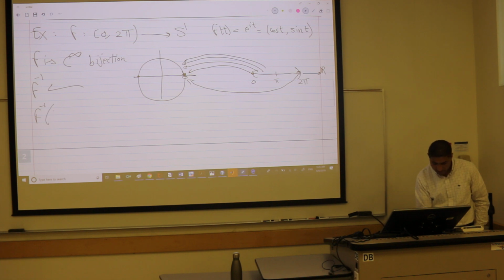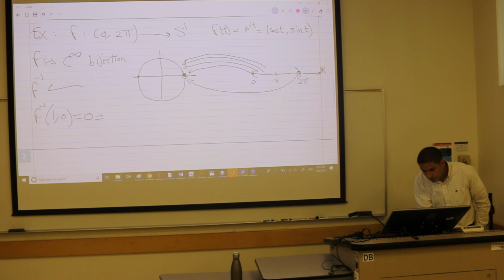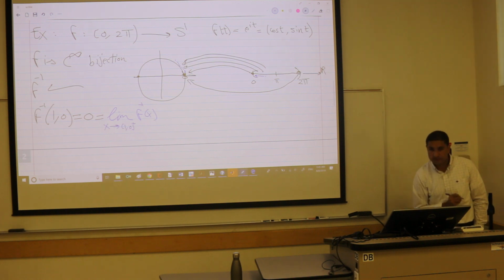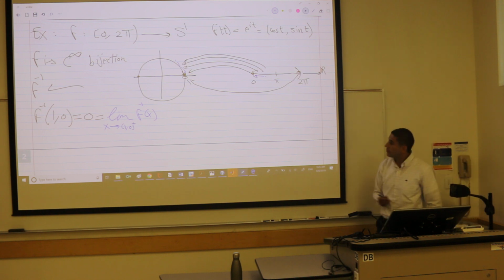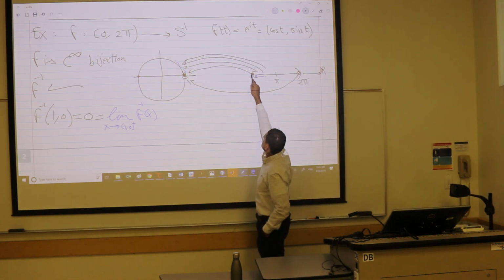Why? Because F inverse of this point, (1, 0), is what? What is the pre-image of (1, 0)? 0. Very good. And this is also equal to the limit from above. So if you're coming to this point from here, it's as if you're coming from this point to here, right? So this is the limit of F inverse of x as x goes to (1, 0) from above, right? So if I'm going in this direction, yes, I'll converge to 0.